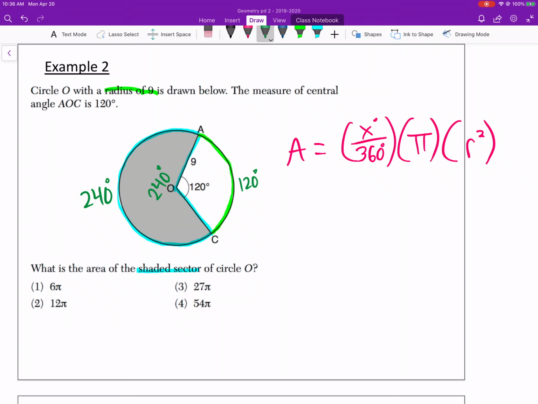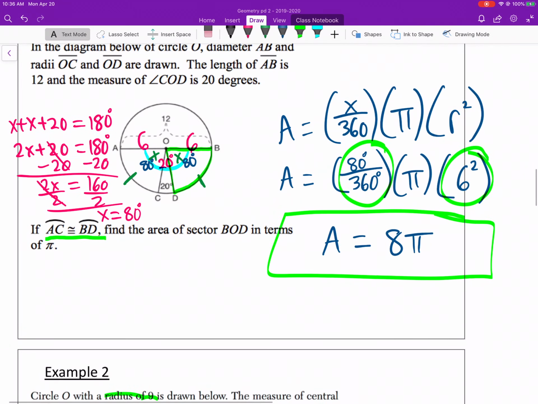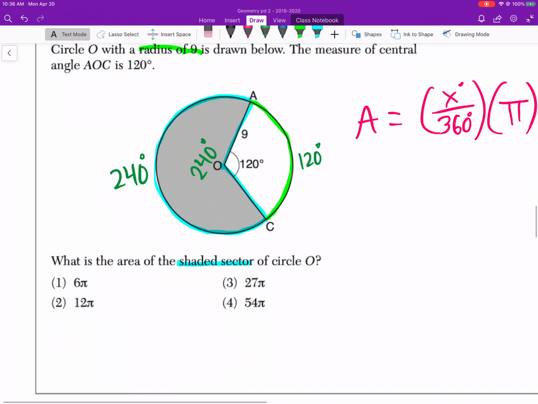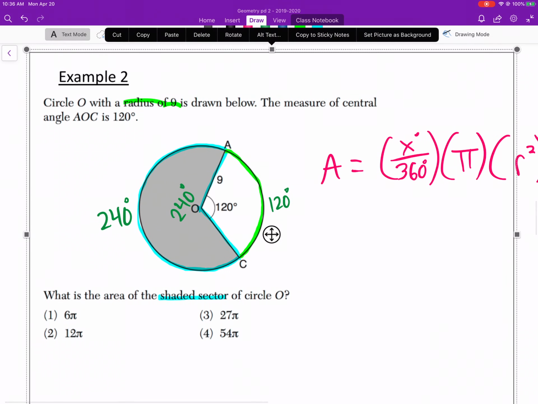In these regions problems, they usually talk about the shaded sector. All right, so read carefully. It wasn't as simple as putting 120 in the formula and 9 in the formula. You had to think, you had to use your knowledge. And just like the last problem, guys, if you know what the central angle is, you know what the arcs are. That arc is 80. This arc is 20. This arc is 80. The central angle and the arc are equal to each other. So 120, 120, and then 240, 240.